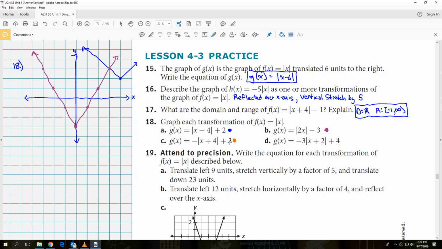Anyway, all right, next up here, let's go for this guy. So this one's got a lot of change. It's going to go up 3. Okay, so 1, 2, 3. It's going to go left 4. 1, 2, 3, 4. There's our vertex. But it's also going to be vertically flipped, or flipped over the x-axis, but it's just going downwards. All right, so there we go, just like that.